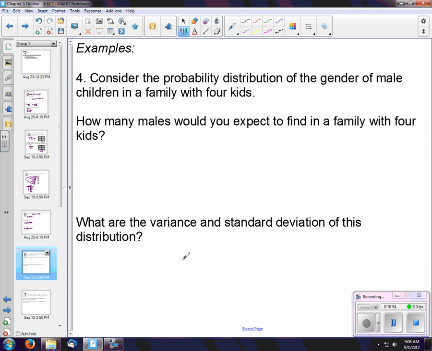Consider the probability distribution of the gender of male children with a family of 4 kids. How many kids would you expect to find in a family of 4 kids? This is asking for the mean. And then what is the variance and standard deviation? So let's take a moment and, using the data that we already found on our previous example, go ahead and continue the calculations for finding the mean and standard deviation.